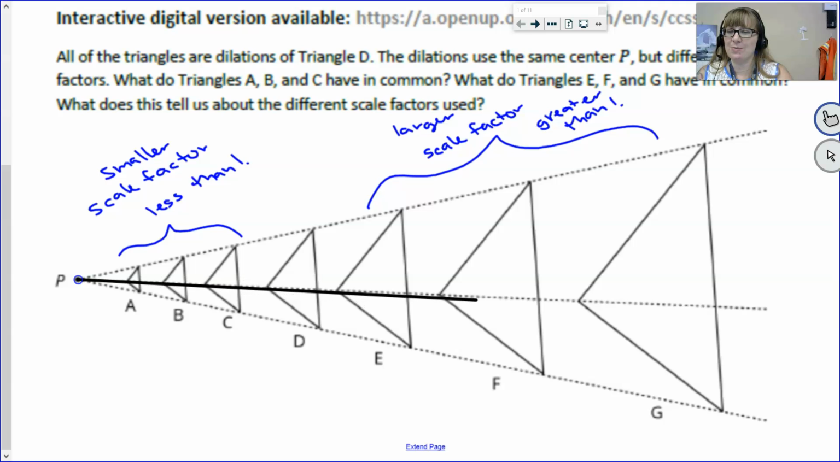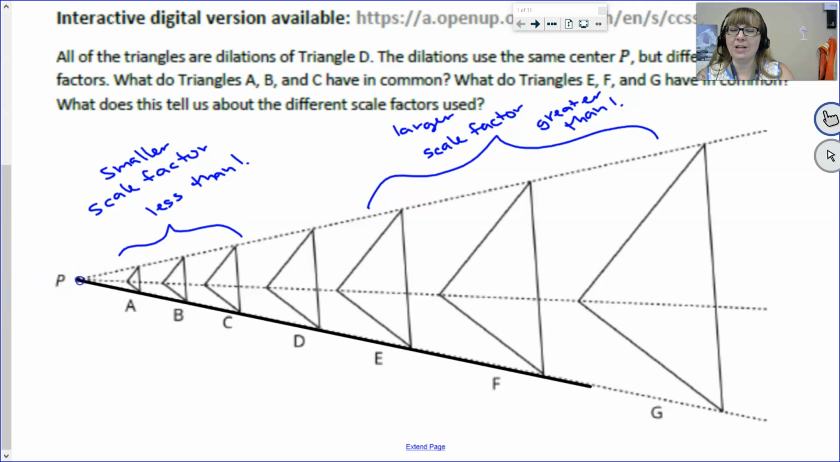For whatever reason, this has been a little bit glitchy. It's not letting me get exactly there, so it's a good thing that it's already drawn. But do observe that each one of those vertices lie in that same line that goes all the way back to the center of dilation P. And we can see that each one of the vertices is collinear, meaning it lies in that same line with point P.